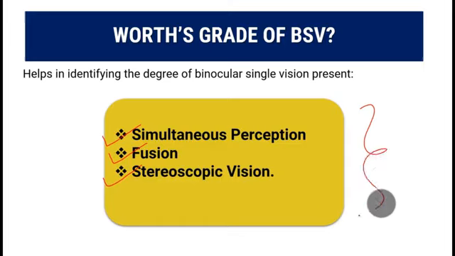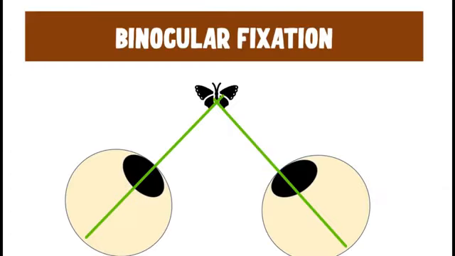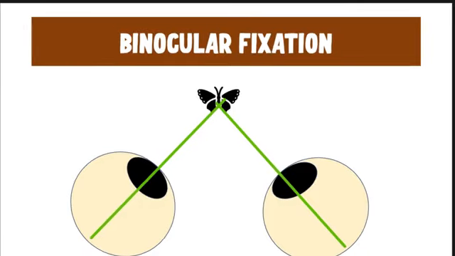So we shall be talking about them in detail, but before that, there are some important terms and important points about binocular single vision that we all need to know. And let us see what these are. First, let us talk about binocular fixation versus uniocular fixation. So what is meant by binocular fixation? If we have an object in the visual field, for example, this butterfly, and we look at the butterfly with both our eyes together, that is known as binocular fixation, and the image of the butterfly is formed on the fovea of both the eyes.